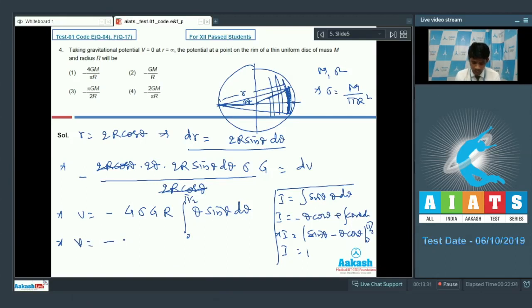So clearly the integral of this much of the part is 1. I'm having here minus 4 G r sigma, well here's the value of sigma, this is m divided by pi r square, this one will cancel out, I'm left with minus 4 G m divided by pi r. This is the value of the potential at the rim. Looking at the options, clearly option 1 is the correct answer for question number 4.